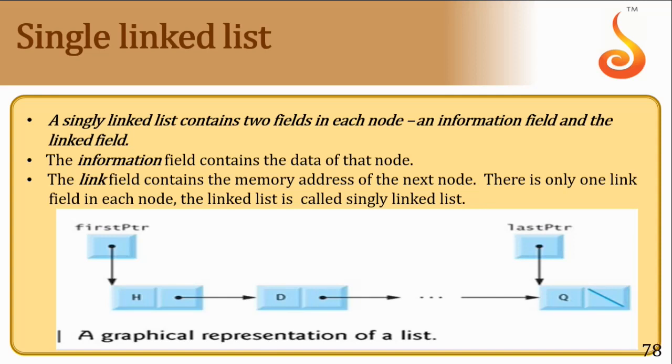Whichever node's link part is null, that is called the last node in the list, and all the other nodes point to one another. Getting it? So like that. Why is it that you need a pointer here? Because I won't declare the size at the beginning. As and when I need to insert a new element, I will dynamically allocate memory. How do I allocate? Using new and delete.